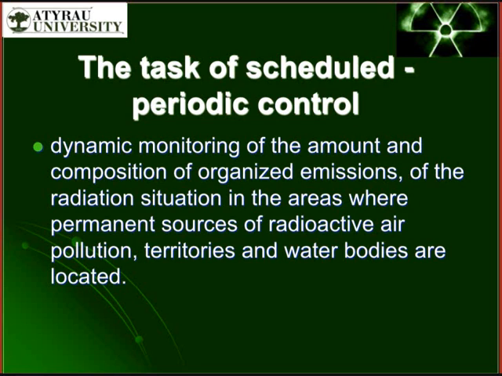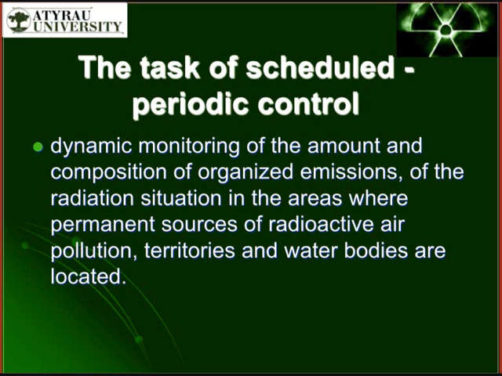emissions and of the radiation situation in the areas where permanent sources of radioactive air pollution, territories and water bodies are located. It is carried out according to a standard plan in which the size of controlled areas, the environmental objects subject to control, the volumes, and the frequency of studies are preliminarily determined.